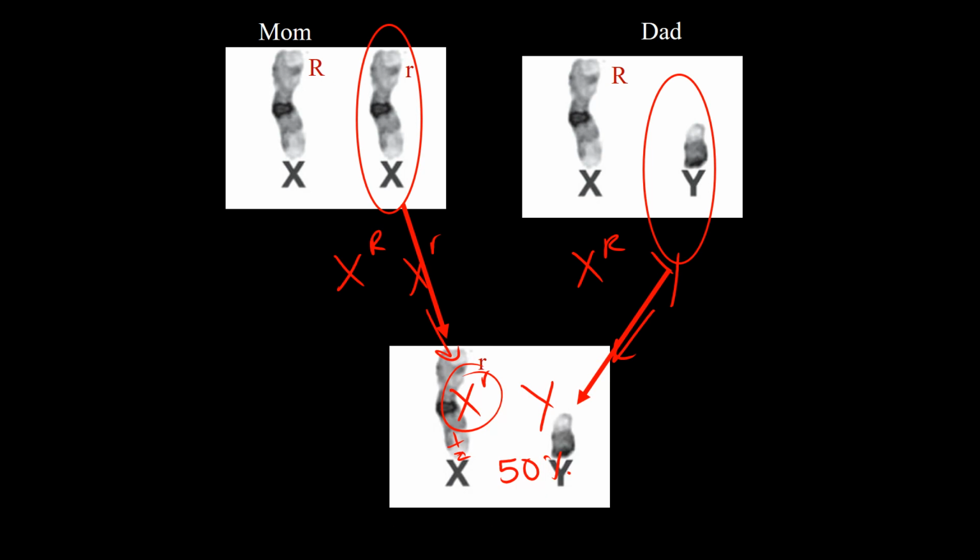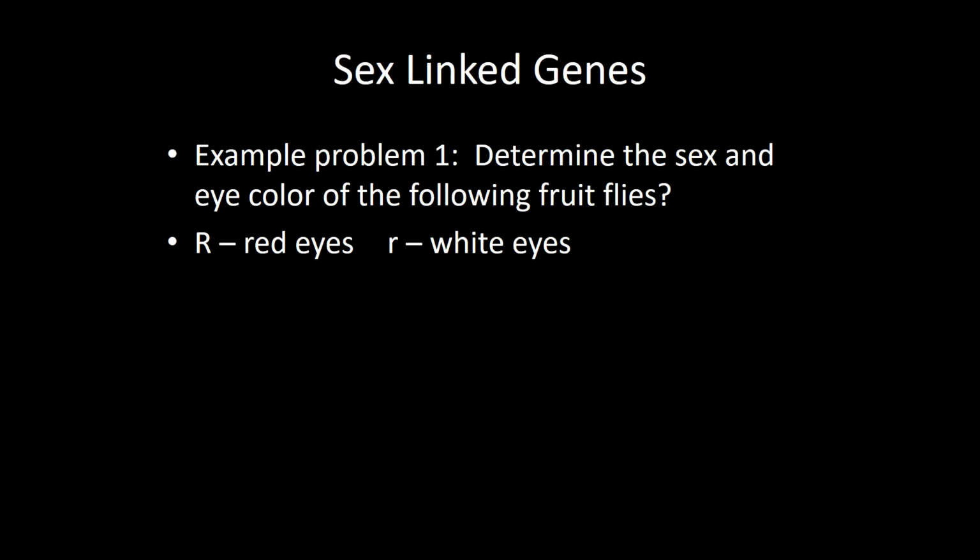Okay. All right. So I just want to do a real quick problem just to make sure we're all on the same page here. So it says, this is a new thing. We're moving on from hemophilia for a second. Example problem. Determine the sex and eye color of the following fruit flies. This is actually true. You have red or white flies. So is this a male or female? And does it have red or white eyes?